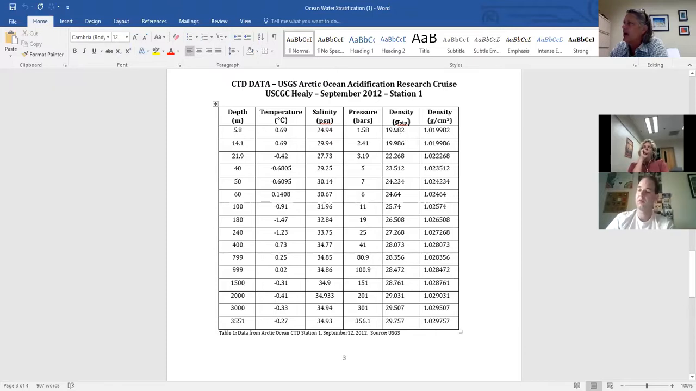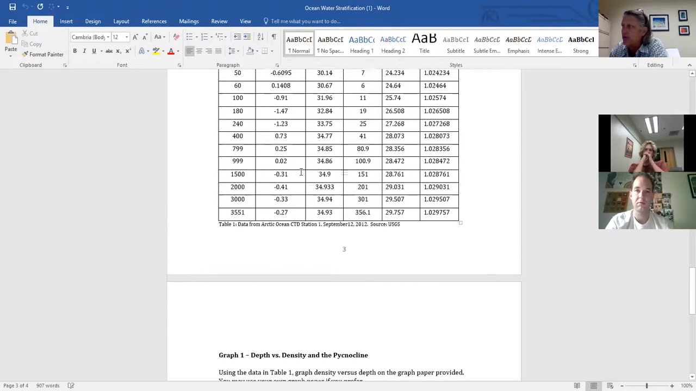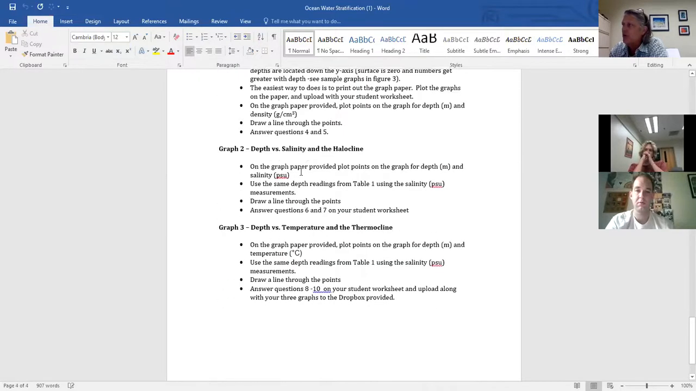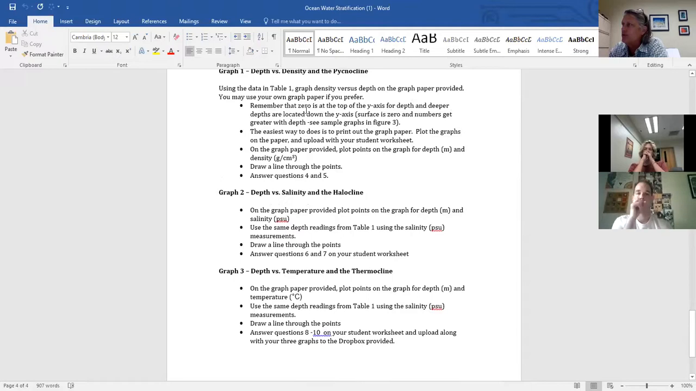This is done at STP, standard temperature and pressure. This is done in atmospheres. Remember, we're going to look at this density here. We're going to look at the salinity and the temperature. These three concepts are what we're going to graph. So we're going to make three graphs.